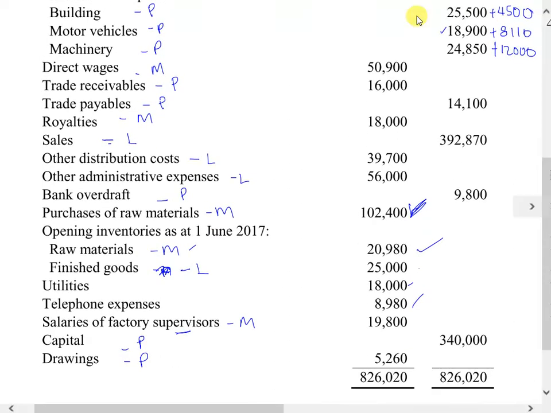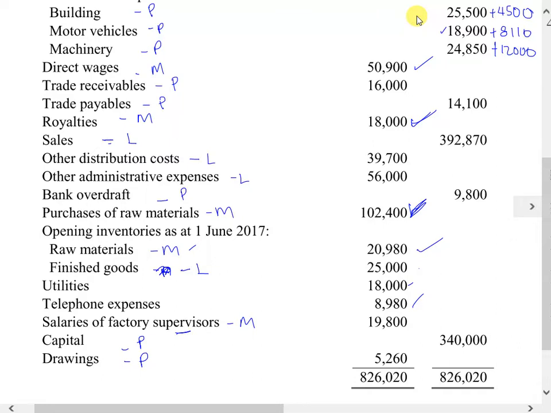What is after material? Direct labor. Direct wages, 50,900. What is after wages? Direct expenses. What are they? Yes, I have a royalty here of 18,000. Direct material done, direct labor here, and direct expenses. You add up these 3. Prime cost. After prime cost, production overhead.